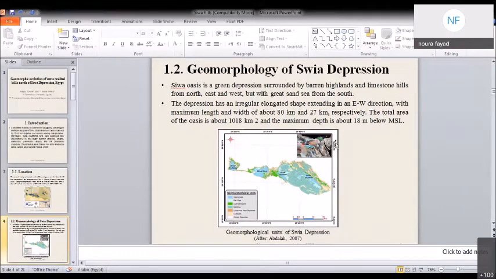As we see now, this green is agriculture, and we can see that it is near the salt lakes. So the green is near the lakes, and agriculture in Siwa depends on the lakes.